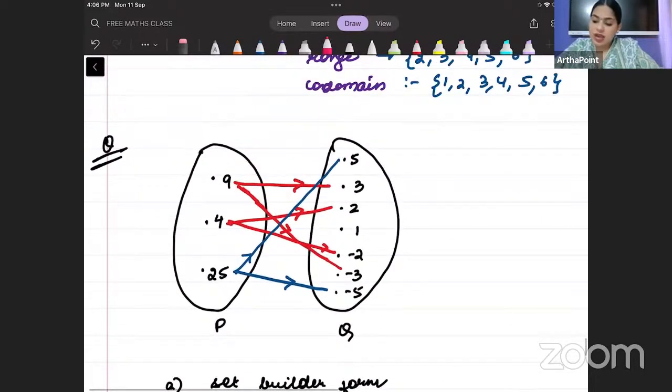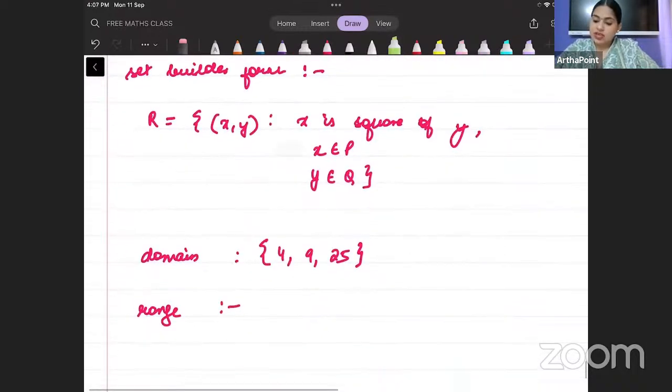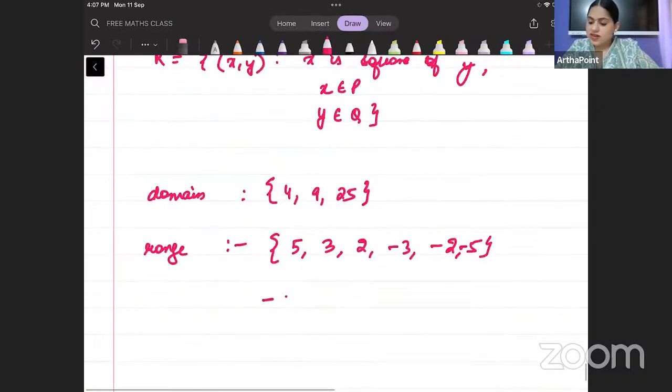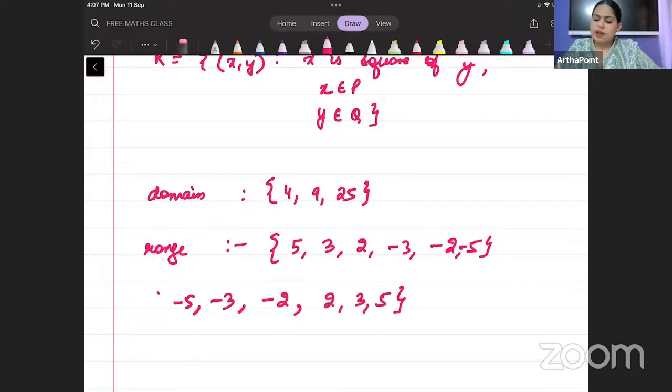कौन से number image में आ रहे हैं? 5, 3, 2, -2, -3 and -5. So the range will be these numbers. Please write them in the right order. That is better. You should always write like this: -5, -3, -2, 2, 3, 5. It looks better visually कि हम ascending order में लिख रहे हैं. Not that it is required, but it's good.